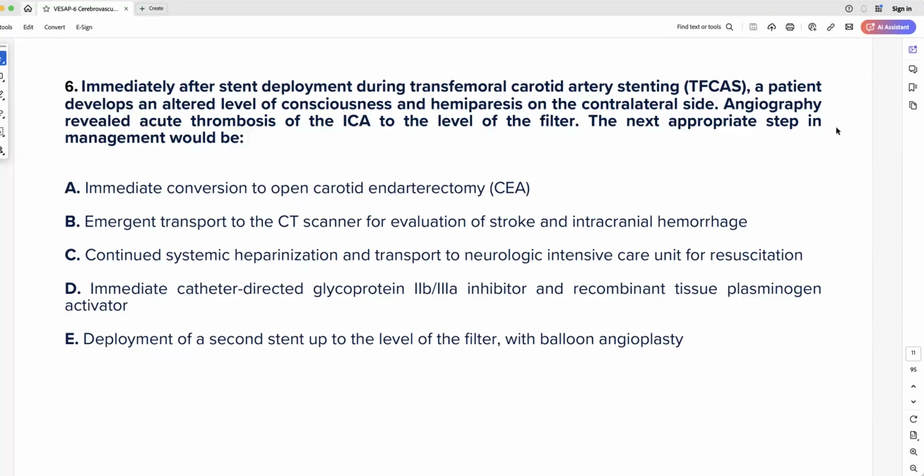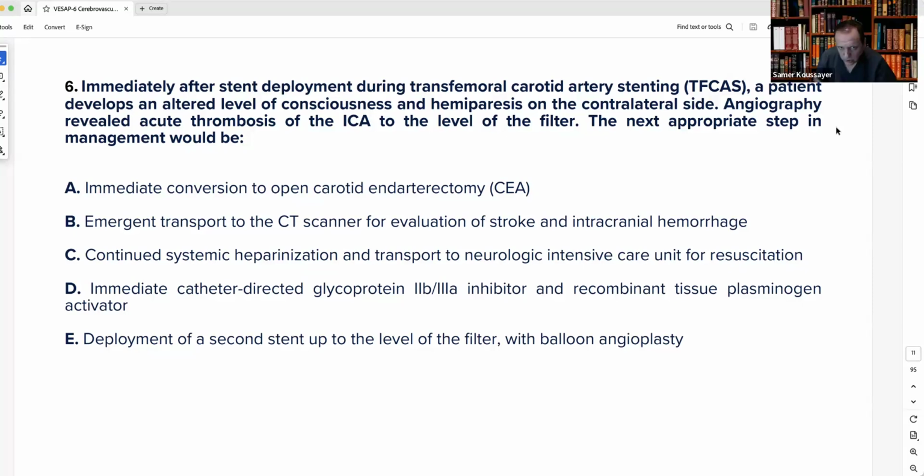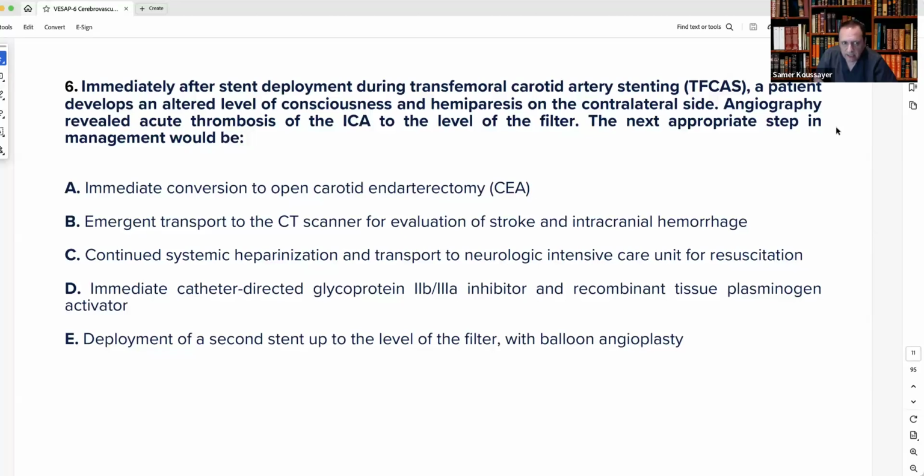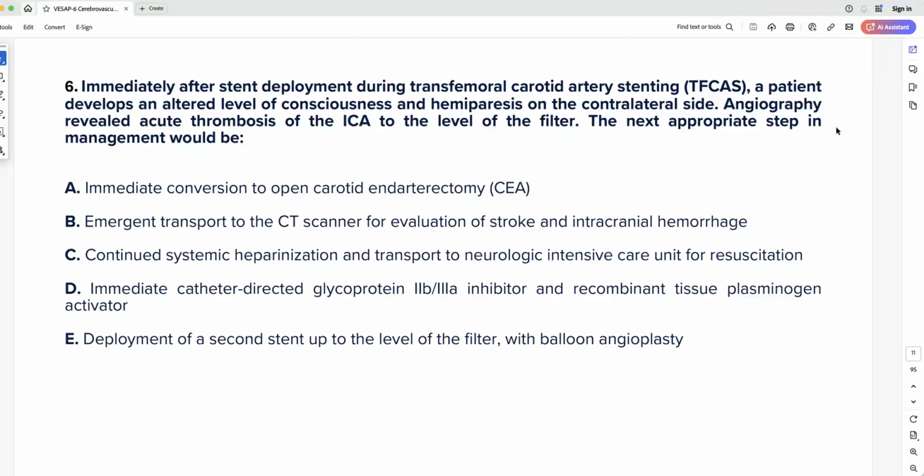Continued systemic hibernation and transport to the neurologic intensive care unit for resuscitation. There is already, as mentioned in the question, thrombosis, so we have not solved the issue; it will continue. It's acute, right? Yes, it's like any acute stroke, less than 4 hours. It just happened now. It's the time for thrombolysis, or tPA, or catheter-directed thrombectomy. So it's not a time for conservative management. So this is wrong.